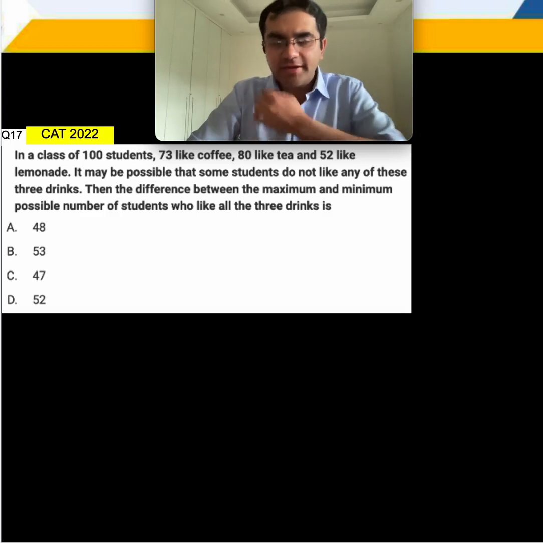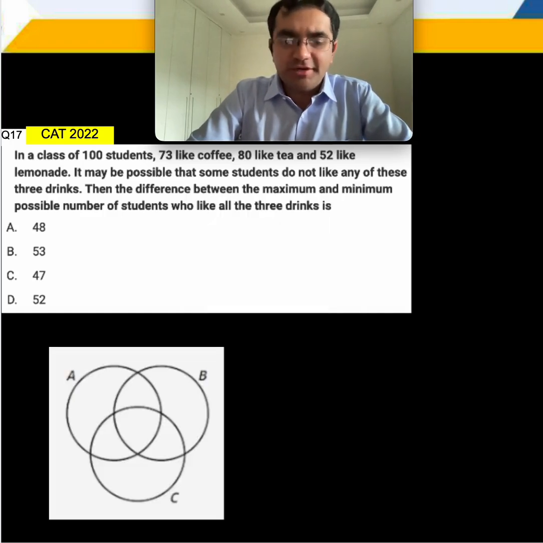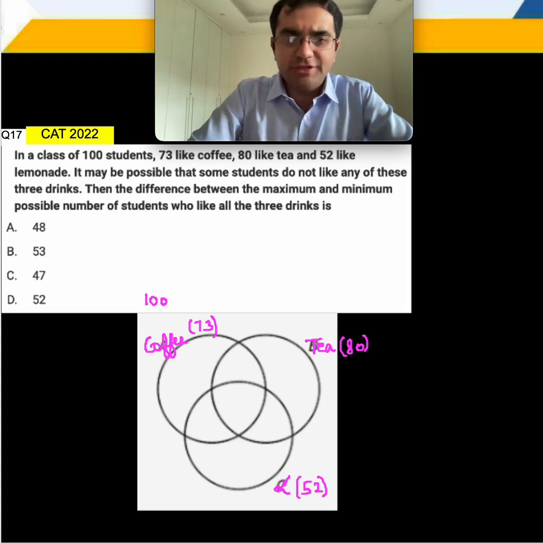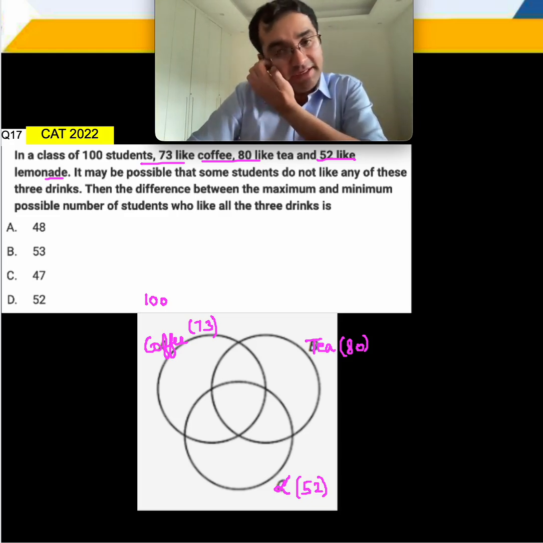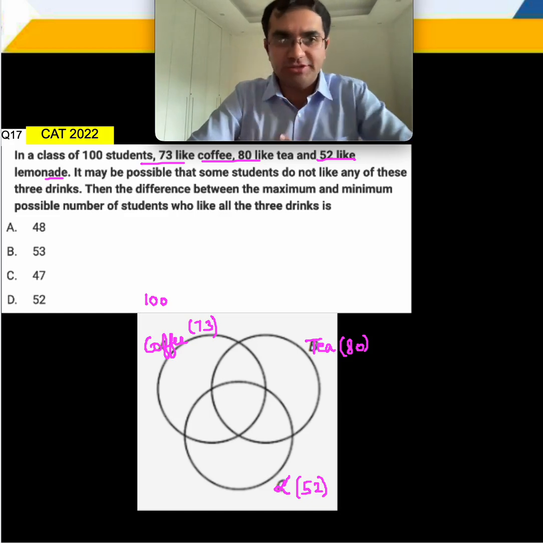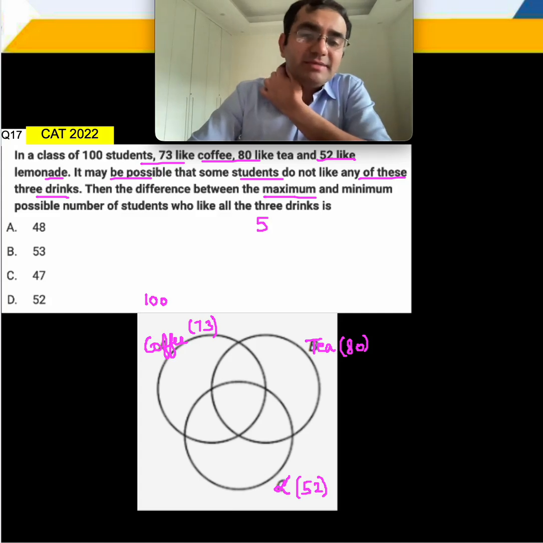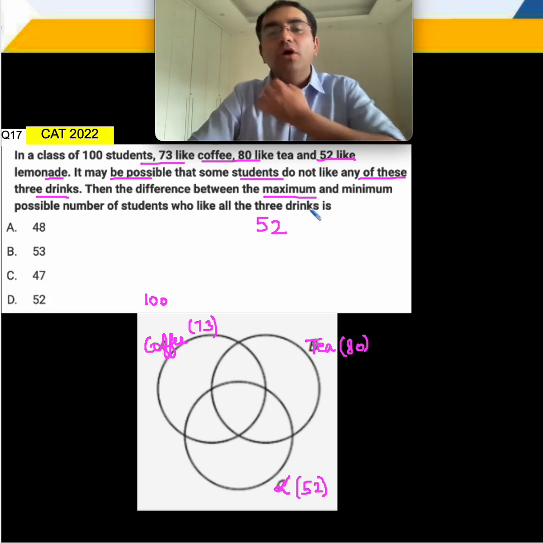Question on Venn diagrams involving maxima minima. 100 students, coffee, tea and lemonade, 3-set Venn diagram. Coffee, tea and lemonade, 73, 80 and 52 people like each of these. ठीक है. It may be possible that some students do not like any of these, यानी कि none वाला category could be non-zero. ठीक है, could be non-zero. Then the difference between maximum and minimum value for the number of students who like all the three drinks.